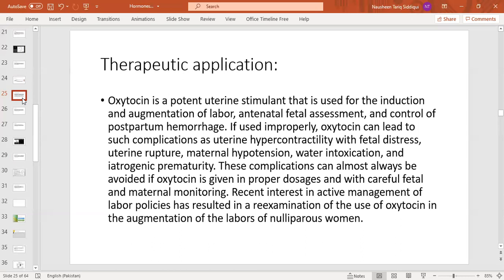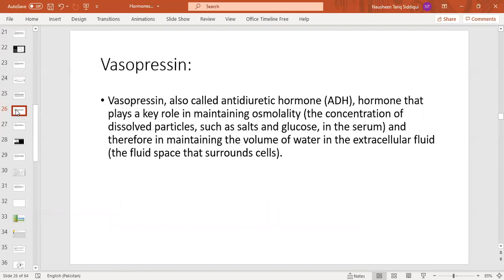Recent interest in active management of labor policies has resulted in the re-examination of the use of oxytocin in augmentation of labor of nulliparous women. Okay, now next is vasopressin. Vasopressin is also called antidiuretic hormone that plays a key role in maintaining osmolality, the concentration of dissolved particles such as salts and glucose in the serum, and therefore in maintaining the volume of water in the extracellular fluid, the fluid space which surrounds the cell.